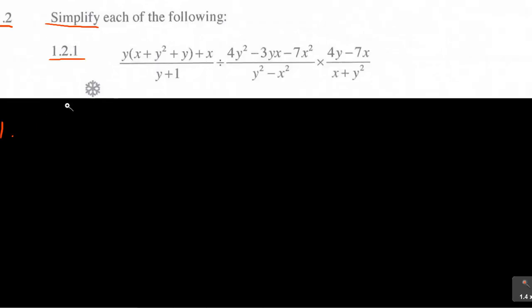In question 1.2 that we're given, it says simplify each of the following. So we are given the first one, 1.2.1. That's what we're going to be working on. It says we must simplify what we're given above. If I can expand it a bit. Now, you can see that the y is multiplying the x plus y squared plus y in here. So we are supposed to expand that bracket.